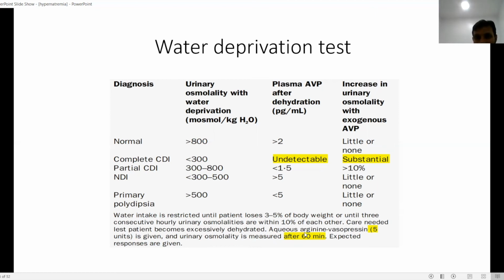After giving this arginine vasopressin, in complete central diabetes insipidus there will be a substantial increase in the urinary osmolality, because in central diabetes insipidus the problem is that there is no ADH in the body. If we supplement ADH from outside, there will be a proper response and concentration of the urine. But in nephrogenic diabetes insipidus, the problem lies at the receptor level. There will already be circulating ADH before giving this external ADH. So there will be little or no increase in urinary osmolality in nephrogenic diabetes insipidus.